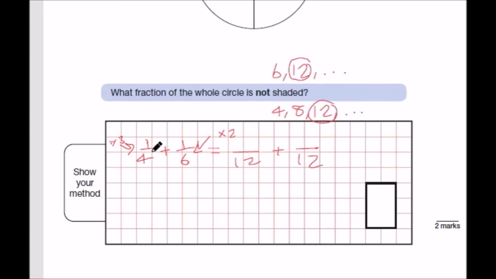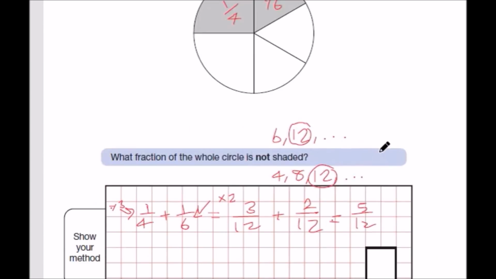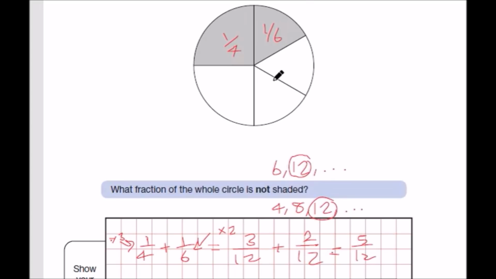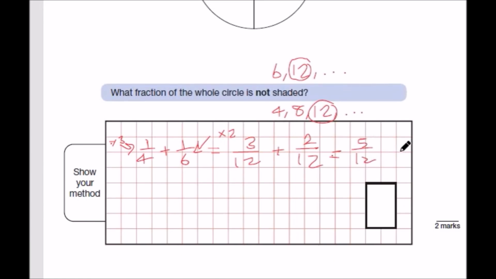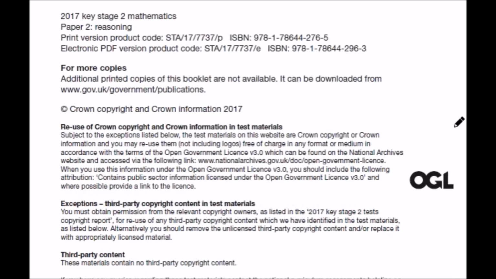So if we multiply up and down by 3, we should get 1/4 becomes 3/12. Whereas 1/6, if you double it, you get 2/12. And that gives us a total of 5/12. So actually 5/12 is shaded. And if we imagine the whole circle is our 12, that means to make 12 we need 7 more. So it would be 7 out of 12 that are not shaded. And that's it, guys. I think this is the end of the video.